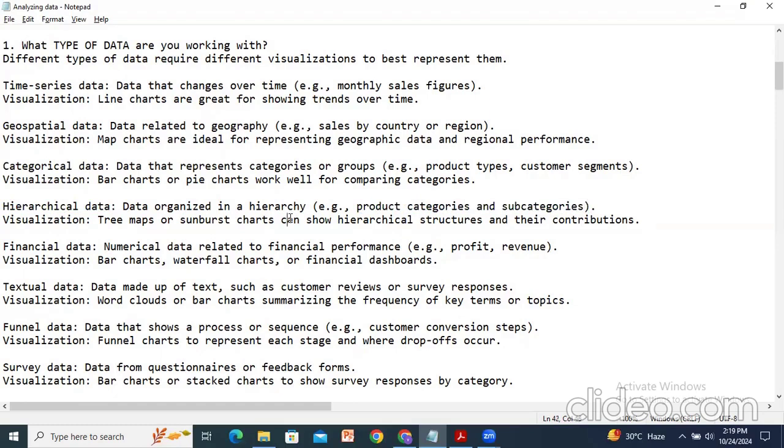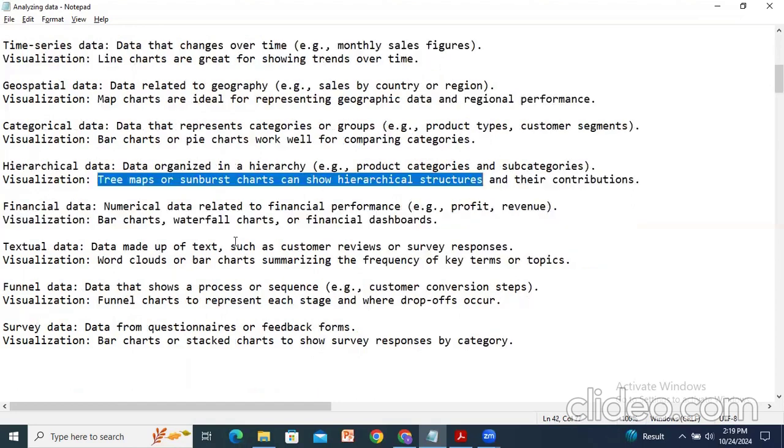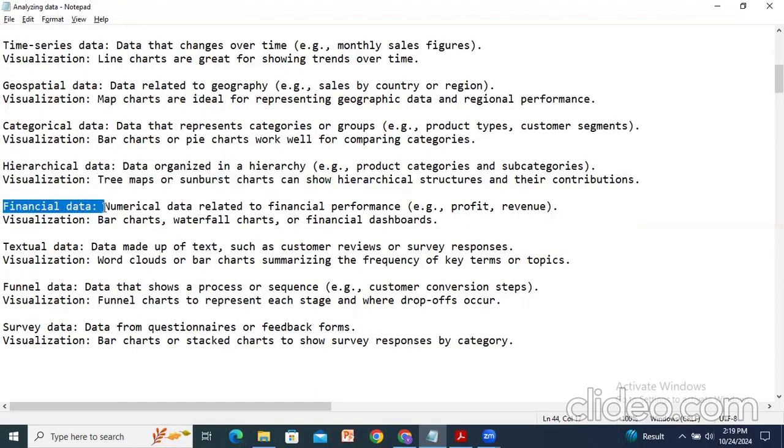For this hierarchical data, we will use tree maps or sunburst charts. This is the best way we can show it with this visualization. Next, financial data. Financial data is mainly revenue data and profit. This is a number, so with financial data we always have to play with the numbers. That is numerical data relating to financial performance, for example profit or revenue.